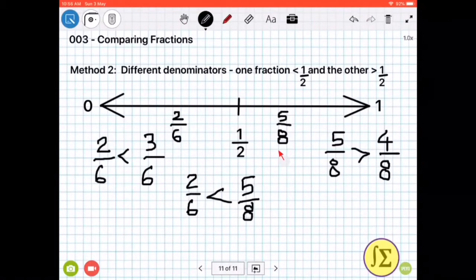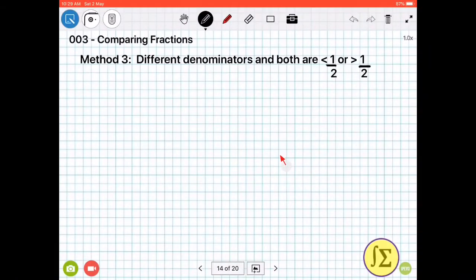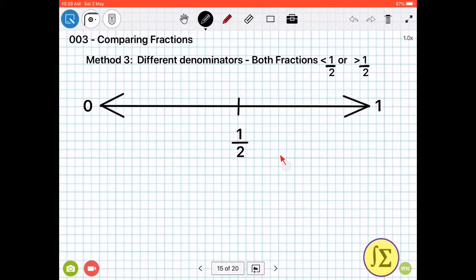So now let's move on to method number 3. Here, again, the denominators are not the same, but both are on the same side of the halfway mark, either less than half or more than half. That means both the fractions are here. Either both the fractions are less than half or both the fractions are more than half.